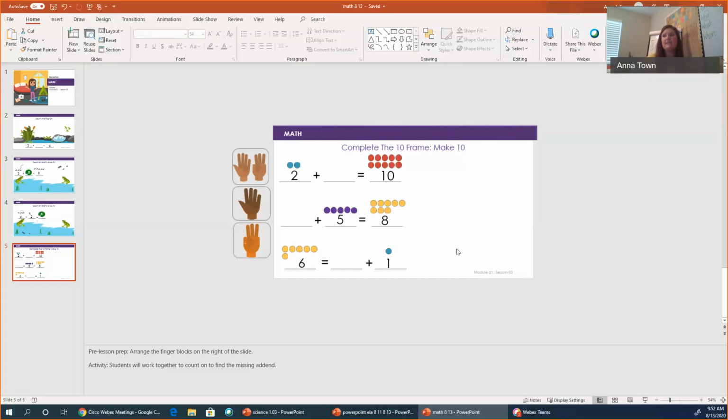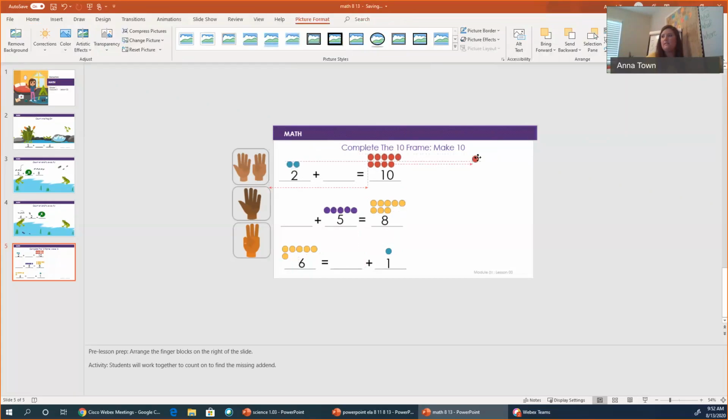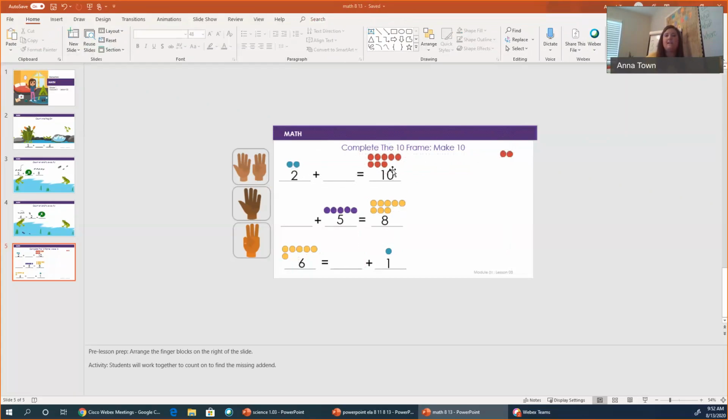Okay, we're going to come back together. So our first problem said 2 plus blank equals 10. So 10 is the total amount of counters we have. We already have 2 counters, so we're going to take away 2 counters. 1, 2. Now we're going to count to see how many counters are left above the 10. That is our missing addend. 1, 2, 3, 4, 5, 6, 7, 8.